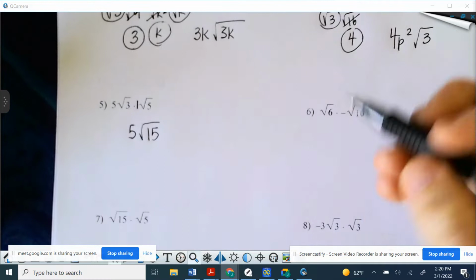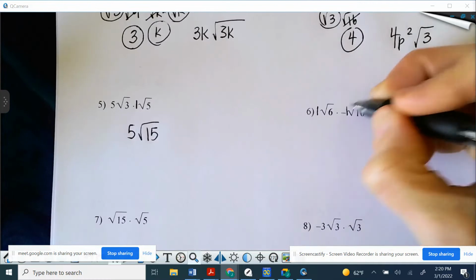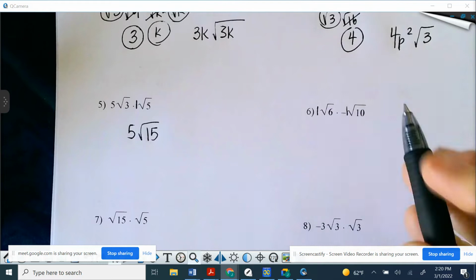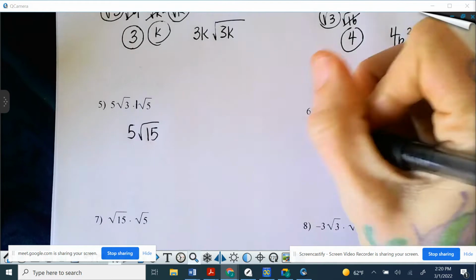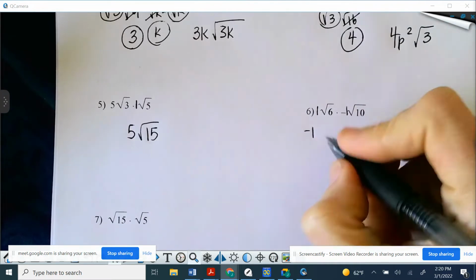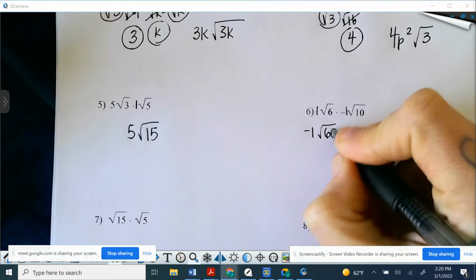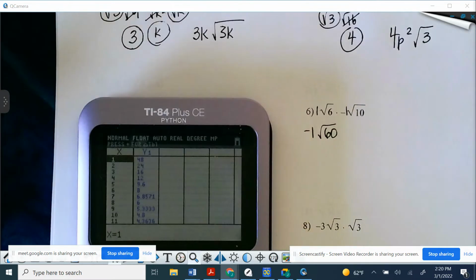Look at number 6. I have the square root of 6, and we can put imaginary 1s in front of these guys if you want to. So 1 times a negative 1 means we are going to have a negative that comes out. So negative 1's going to be on the outside. And then square root of 6 times the square root of 10 is the square root of 60. 60 likely to have some good roots that we can simplify.